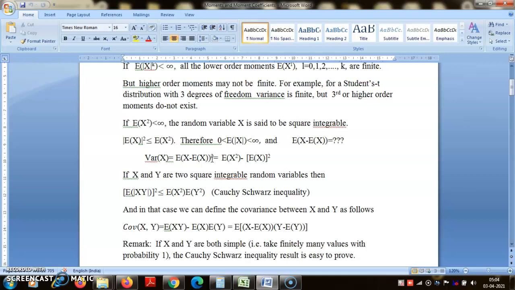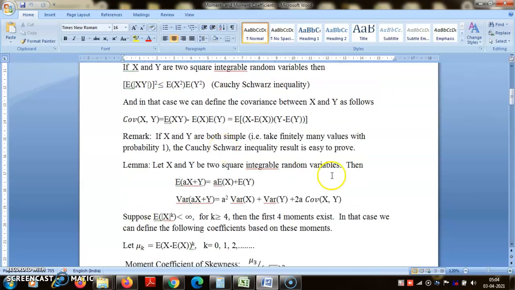Now there are some other things mentioned like the covariance. Let me not get into this. I will share this note, but let me not get into covariance in this presentation. So let me go to properties of variance and expectation.